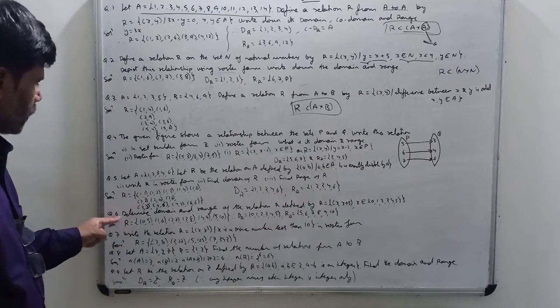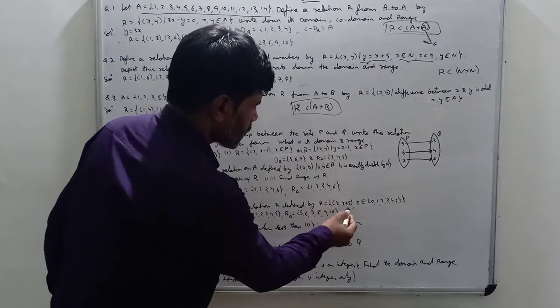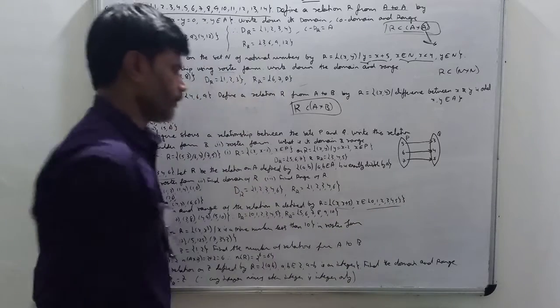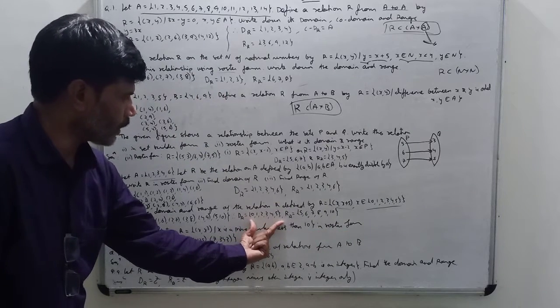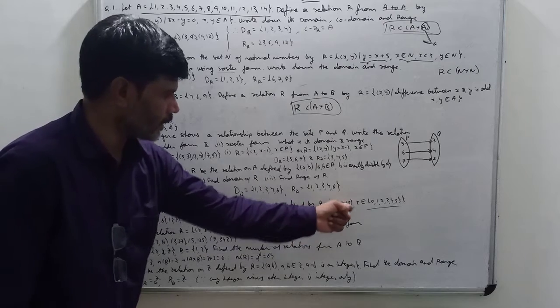So now question number 6. Determine the domain and range of the relation defined by R equals the ordered pairs (x, x plus 5), where x is 0, 1, 2, 3, 4, 5. Okay, so the domain they have already given: 0, 1, 2, 3, 4, 5. Now we want to find out its range also.